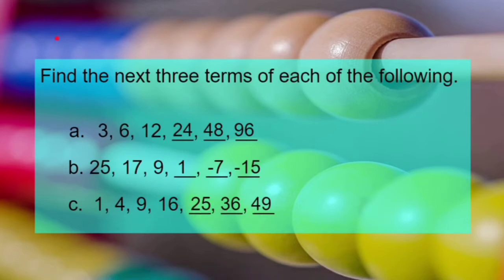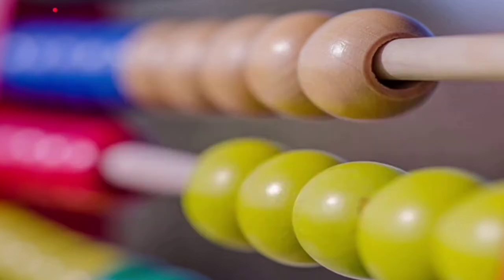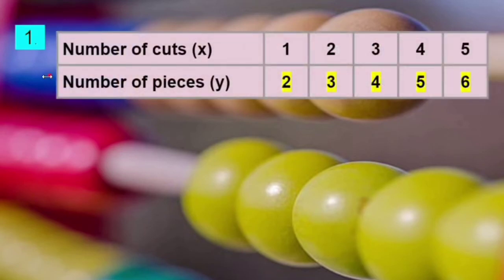Now, in your module, there is activity 2 wherein you cut strings once, twice, thrice, 4, up to 5 times. I hope you already answered the questions there. From there, were you given an idea on how to generate patterns? Okay, let us process your answers. Number 1, here is the table that represents your answers in activity 2. We have the number of cuts, that is x, and the number of pieces, that is the y variable.